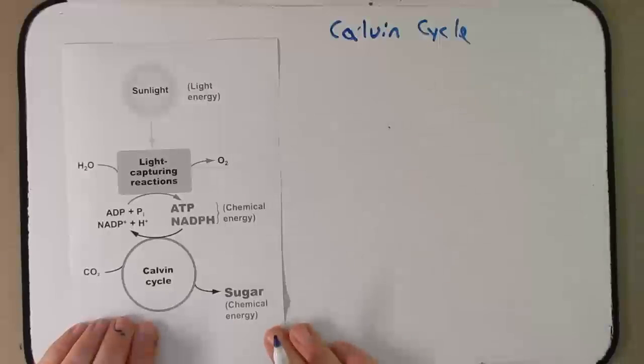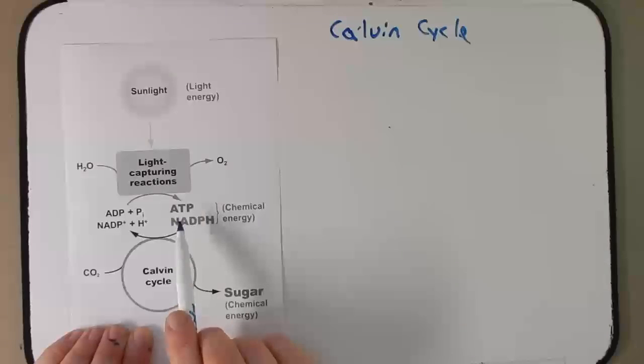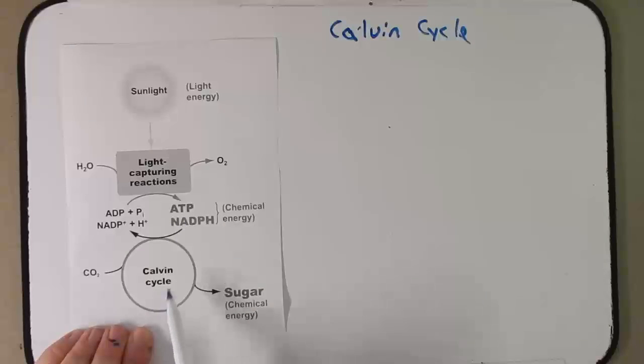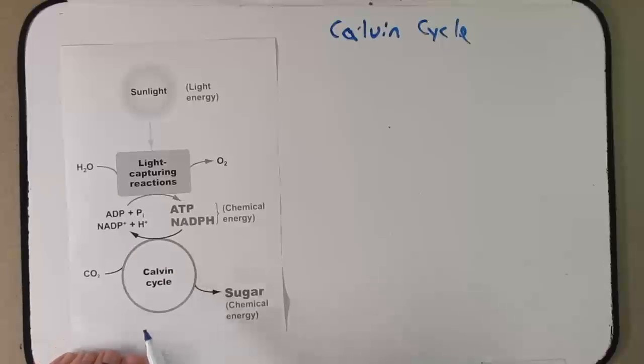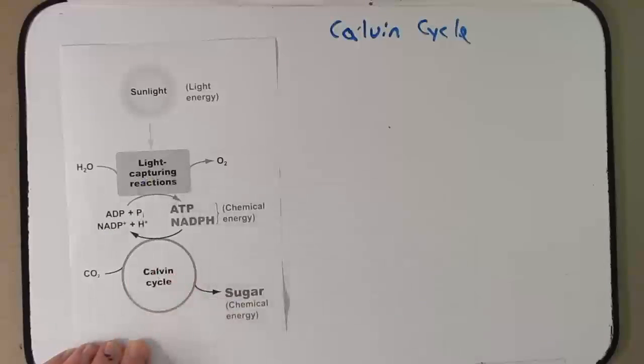Okay, so now let's talk about the Calvin cycle. We just got done talking about the light capturing reaction that produced ATP and NADPH that are now going to be used in the Calvin cycle. In addition, the Calvin cycle is going to use carbon dioxide from cellular respiration, particularly from the citric acid cycle. But the goal of the Calvin cycle, in addition to regenerating these products that are going to be needed for the light capturing reactions, the main goal here is going to be to make sugars.